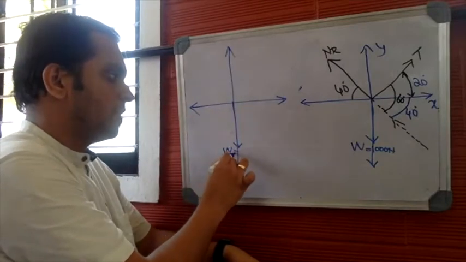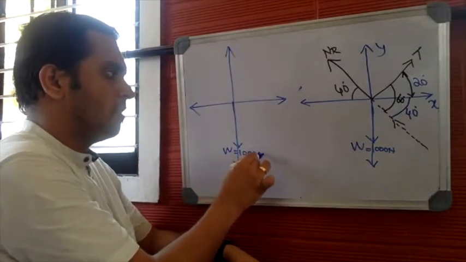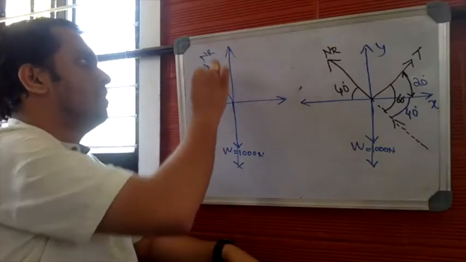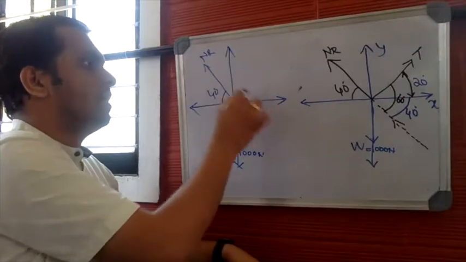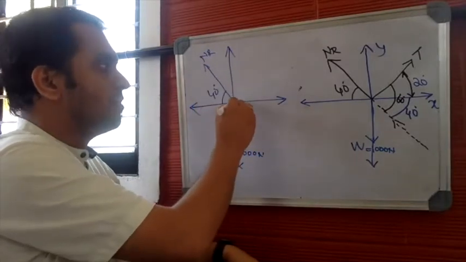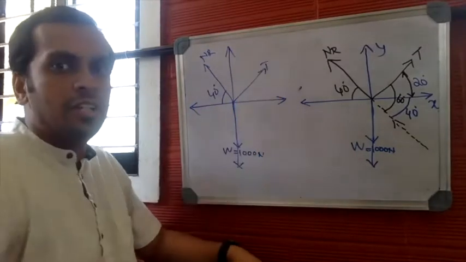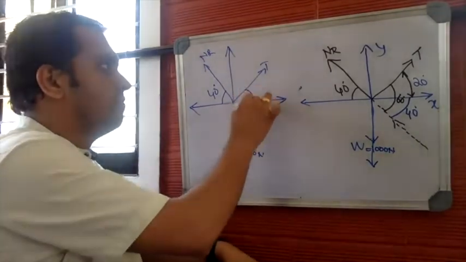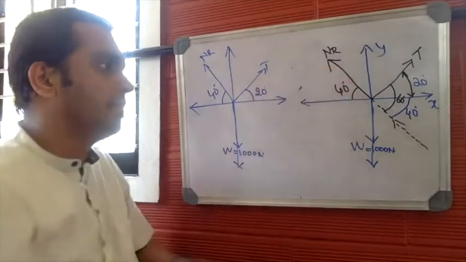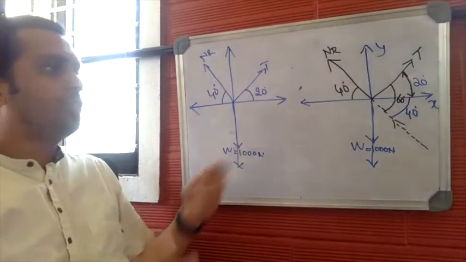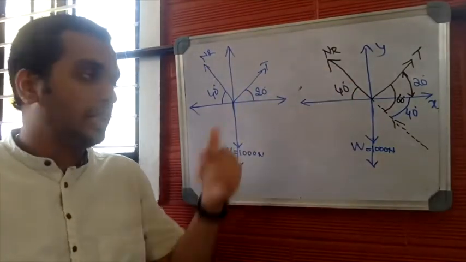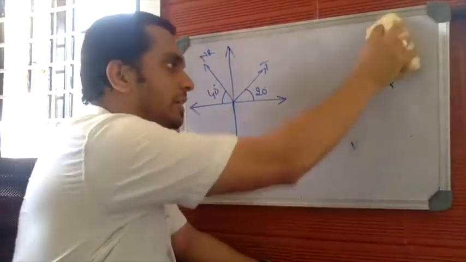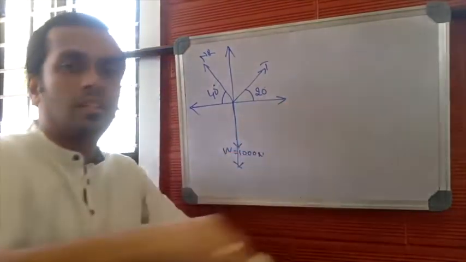Newton force, W is equal to 1000. I'll draw the new position of normal reaction only. Normal reaction makes an angle of 40 degrees and tension T makes an angle of 20 degrees. We found this in the previous steps. So this is the actual free body diagram of the given problem.